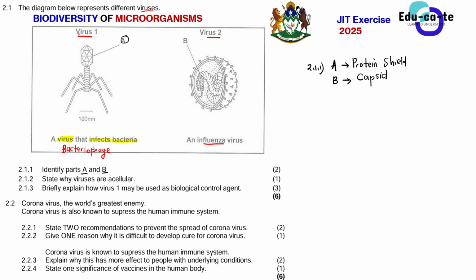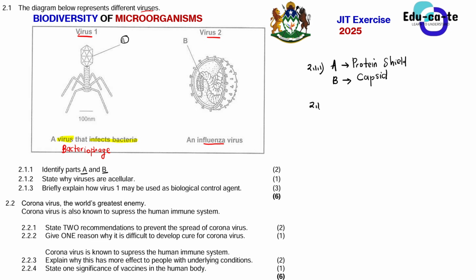But in a bacteriophage, we use the term protein shield. When you're looking at any other normal virus, such as this influenza virus, we use the term capsid to refer to the protein coat that is surrounding the DNA or the RNA, or you can just say the genetic material of that virus.